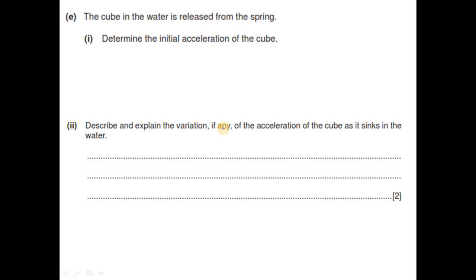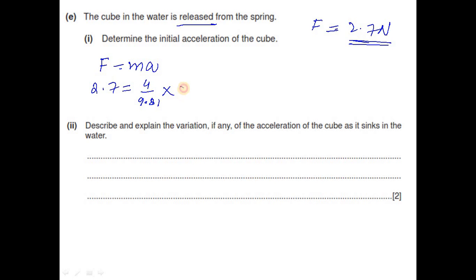The cube in the water is released from the spring. Determine the initial acceleration of the cube. When the cube is released, we have a resultant force F acting on the system, which is 2.7 Newton at that moment. Due to this force the object is going to accelerate initially. So F is equal to ma. F is 2.7 and mass is not given, but the weight of the hanging object is given, which is 4 Newton. So 4 divided by 9.81 is the mass, into acceleration. And if you simplify for a, acceleration would be equal to 6.62 meter per second squared. This is the initial acceleration.